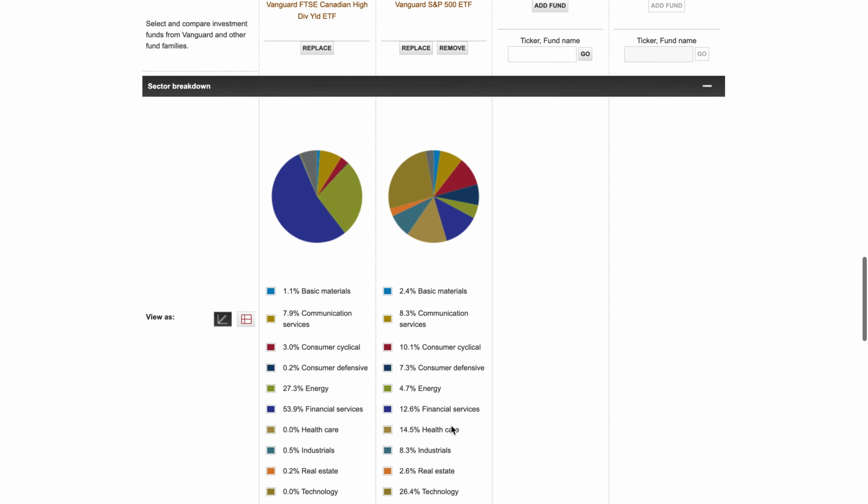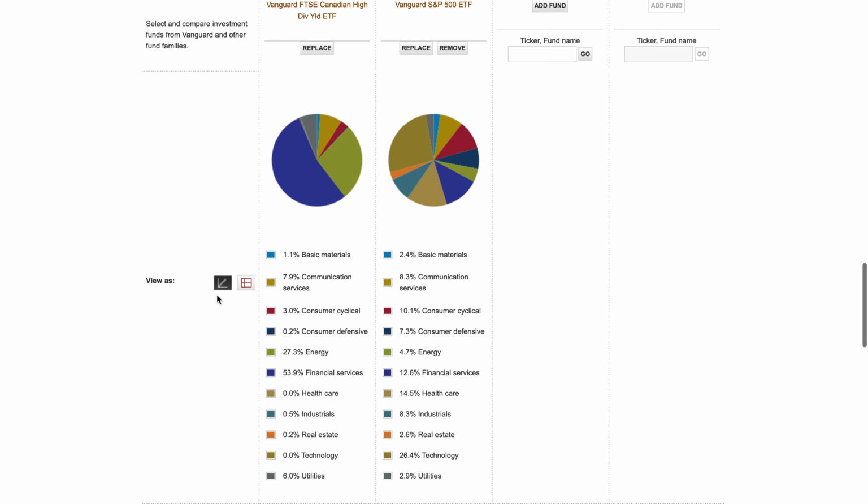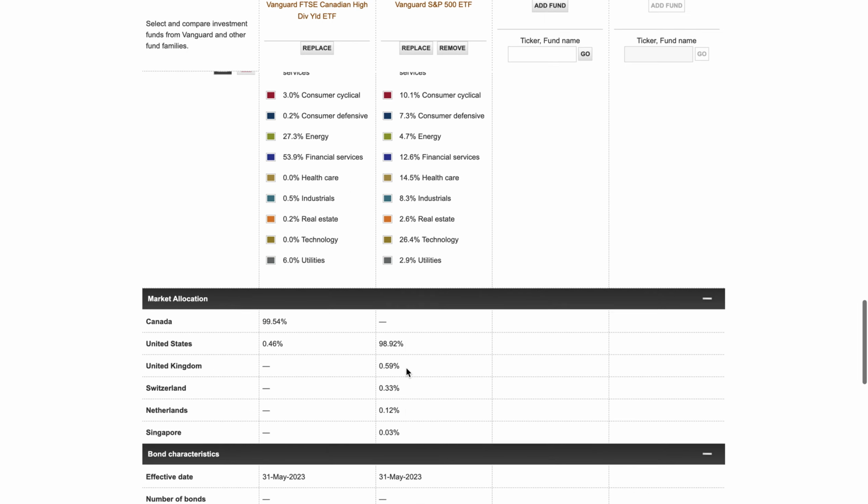This is really cool actually. You can see the different sectors you would get exposure to, comparing VDY to the S&P 500 on the Canadian side. You can see a lot higher exposure in VDY in financials, 5 times that of the S&P 500. And then looking at technology, there's basically nothing in VDY and 26% in VFV or VOO on the US counterpart. This is a super great infographic when comparing your funds.